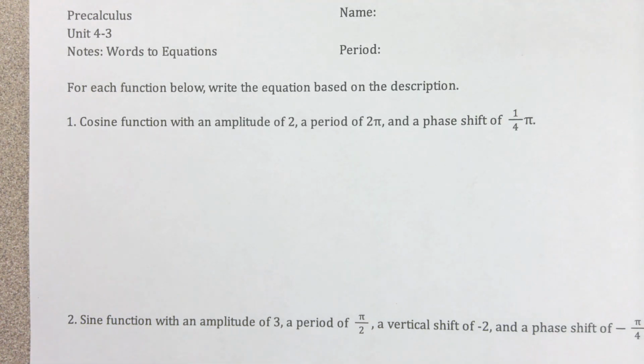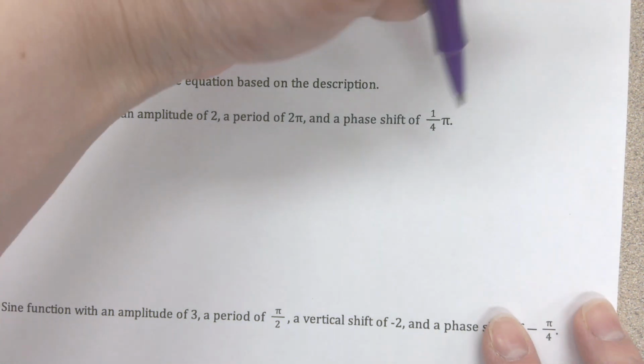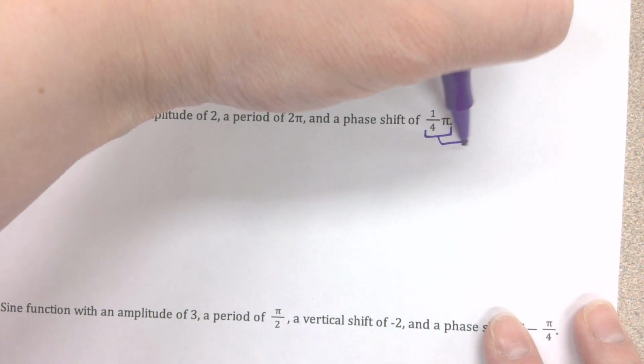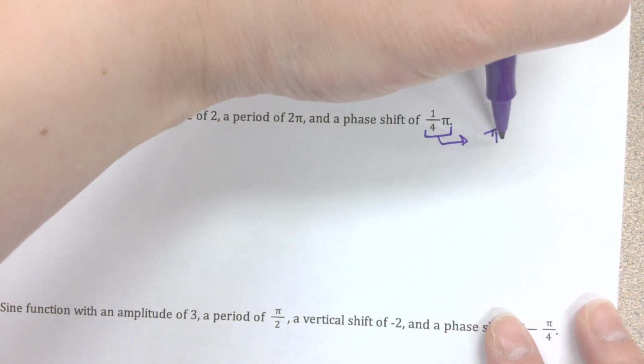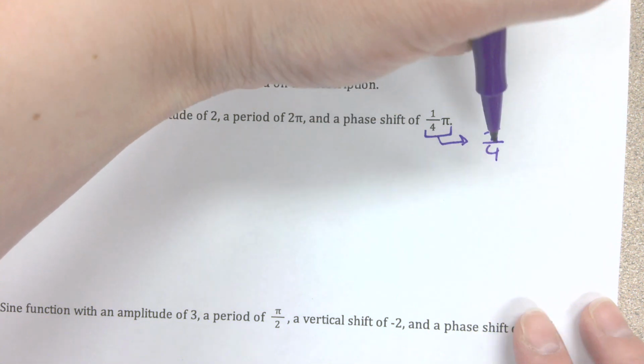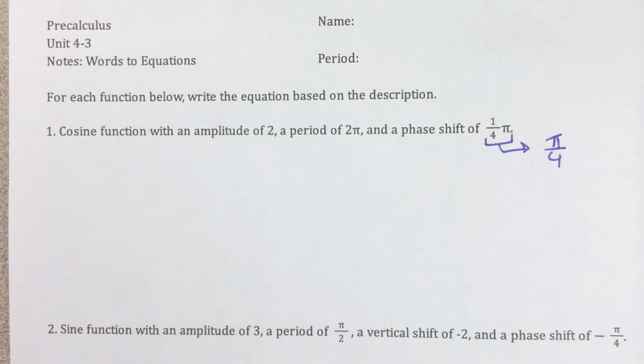Number 1, we have a cosine function with an amplitude of 2, a period of 2 pi, and a phase shift of 1/4 pi. And just an FYI, 1/4 pi, hopefully you're already aware of this, is also pi over 4. I always default to pi over 2, pi over 3, pi over 4. I never write them as the full fraction. You're always welcome to change it, by the way. That's completely up to you. Just want to put that out there.